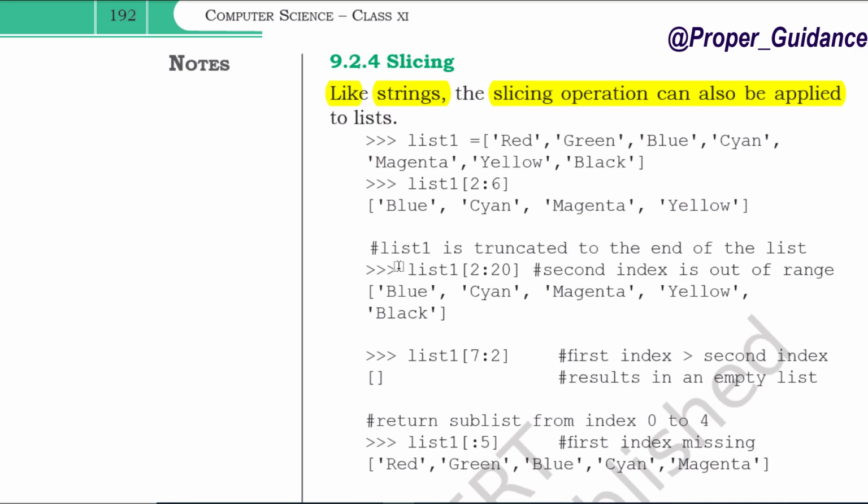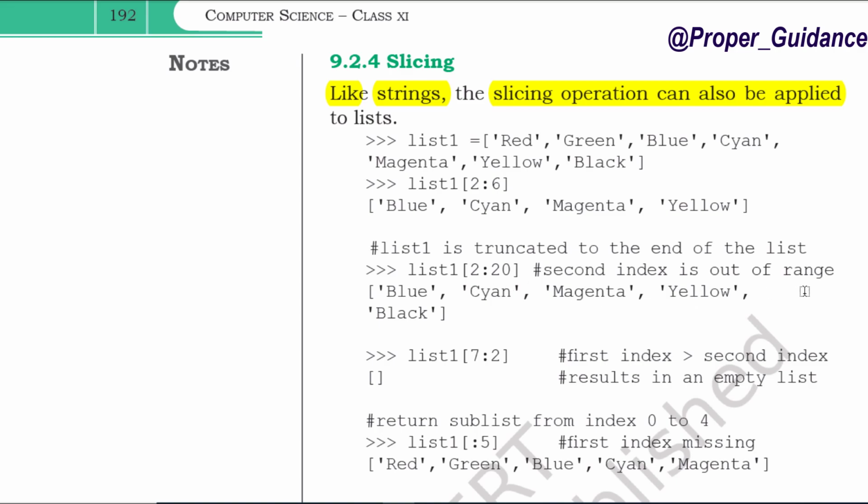Slicing. List 1 is truncated to the end of the list. Okay, end of the list 2, 6. So the end of the list is truncated, and we get this one: blue, cyan, magenta, yellow. Okay, list 1 is truncated to the end of the list. List 1, 2, list 20.